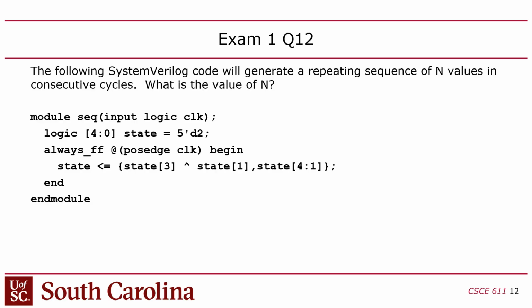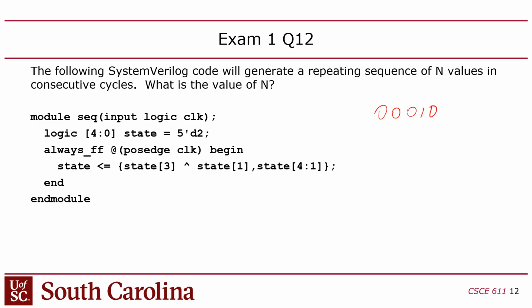Okay, the following SystemVerilog code will generate a repeating sequence of n values in consecutive cycles. What's the value of n? Oh yeah, this one is tricky. The idea here is we want to figure out what the period of this is. This is a linear feedback shift register. So we have this state, which starts out as 2. So 0, 0, 0, 1, 0, right? 2 in 5 bits.